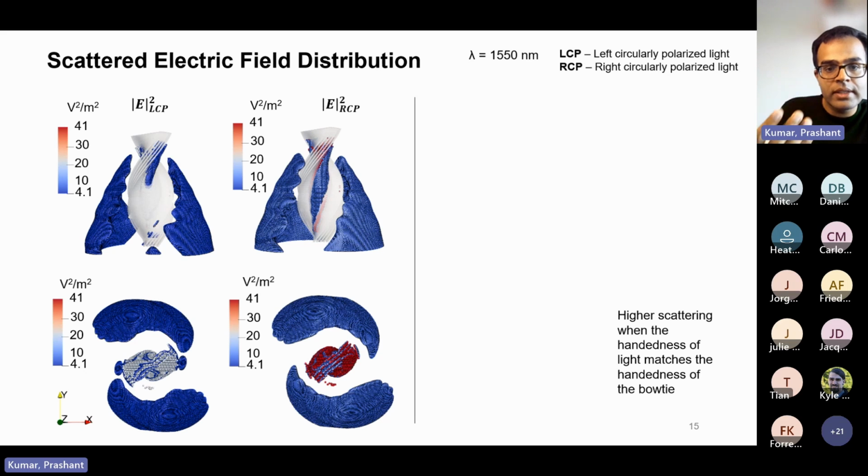When you look at these two pictures or these two columns, you will immediately see that there is this intense red region that is present in this system when the handedness of the light matches the handedness of the bow tie. And what is happening is the electromagnetic field is being concentrated between the gaps that are present in these stacked layers that I've created synthetically and also modeled. And that's a very interesting phenomenon, because this can actually be leveraged in different kinds of situations.